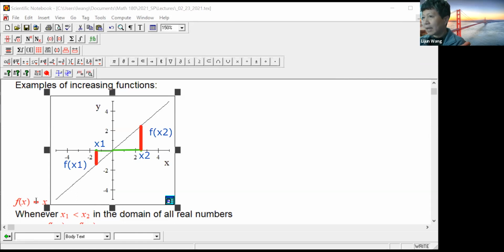Okay, next, let's look at x squared. Okay, so I'm gonna clean it. Did you guys take notes? I'm gonna clean it up. Okay, that was easy.